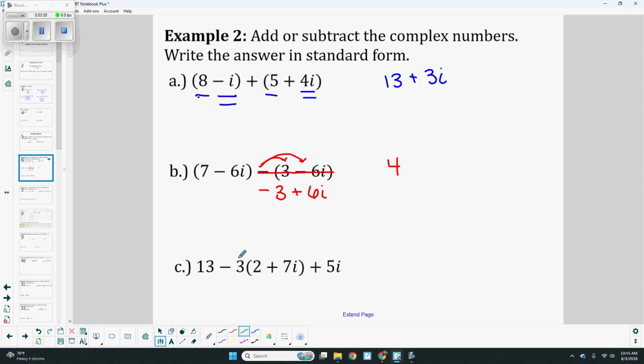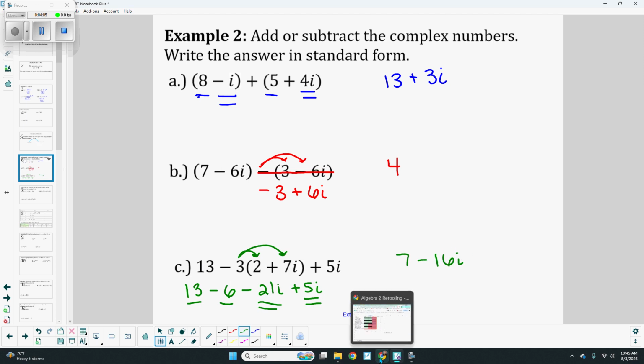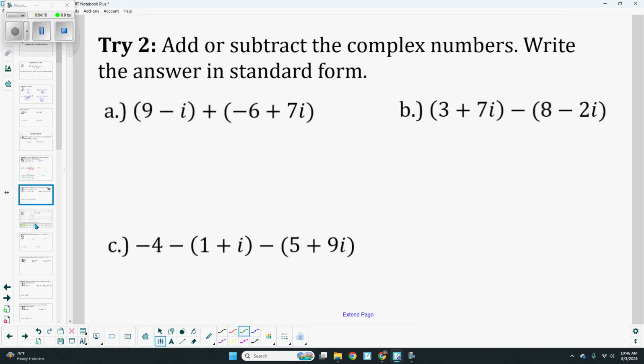Here we have the -3 that has to go to both of these things, but this plus 5i is not in the parentheses, so the 5i does not get the -3. So I'm going to rewrite the whole thing. 13, this is going to be -6. -3 times 7i is -21i, and then plus 5i. So my like terms, 13 minus 6 is 7. -21i plus 5i is -16i. So here's some for you to try. You can pause. The answers are posted in the blank notes on Google Classroom.